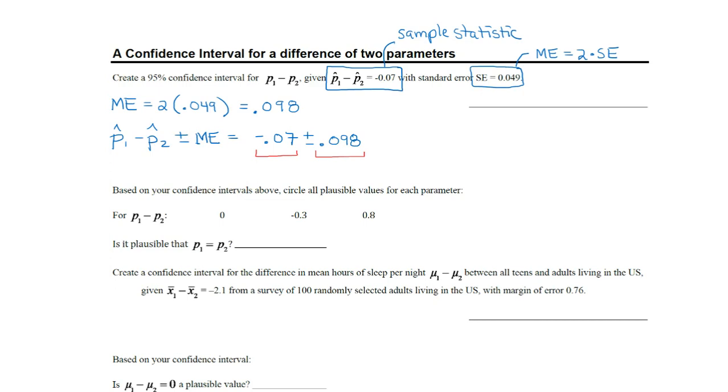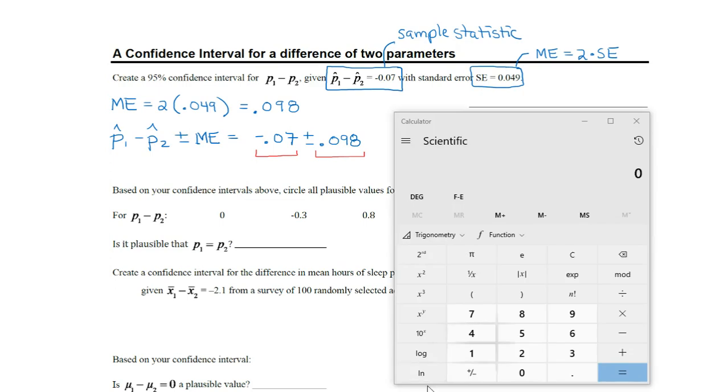We can put that into a calculator and get that 0.07, which will make negative, minus 0.098 gets us negative 0.168, and 0.07, which will make negative, and then add 0.098 gets us 0.028.